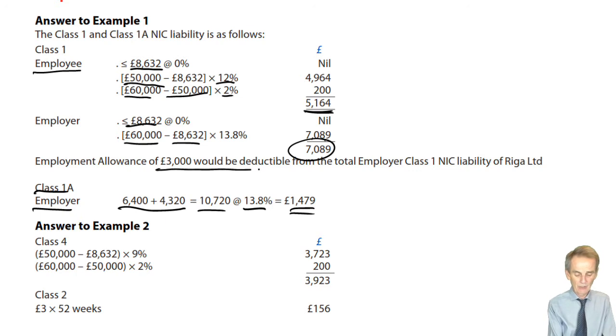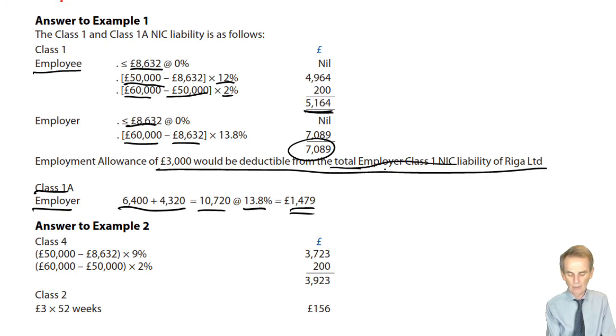Employment allowance of 3,000 would be deductible, but that would be deductible from the total employer's Class 1 NIC liability. It's not something that is deducted in deriving, for an individual employee, what the total employer's NIC would be for that one employee. It is the total for all employees from which we make the deduction.